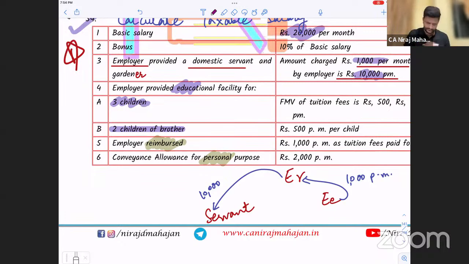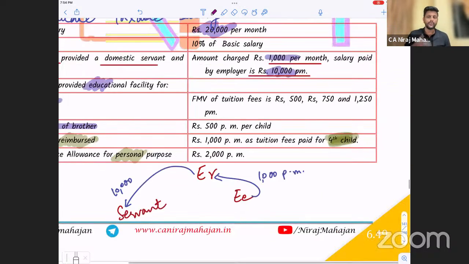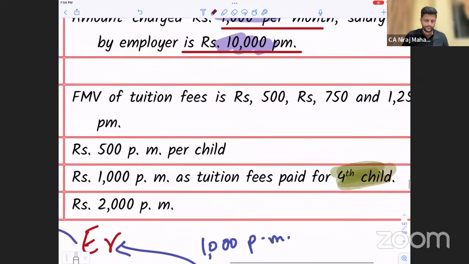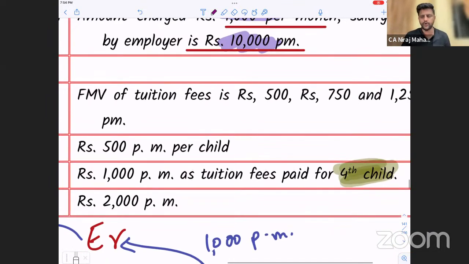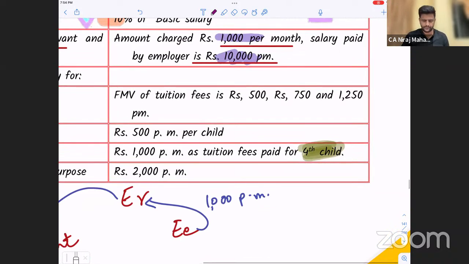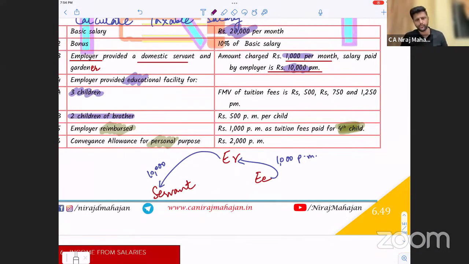clearly here, all of you. Amount paid to the gardener or servant is rupees 10,000 per month. Amount charged from employee is rupees 1,000 per month, right? So net benefit of rupees 9,000 per month per servant, and there are two servants. Clear, all of you?